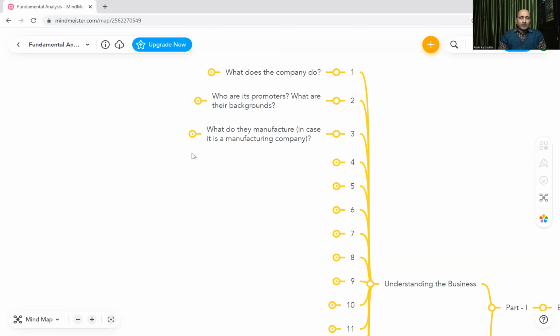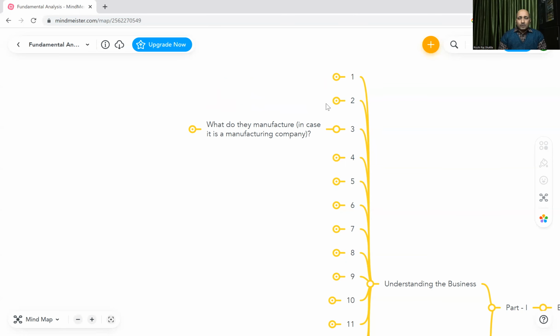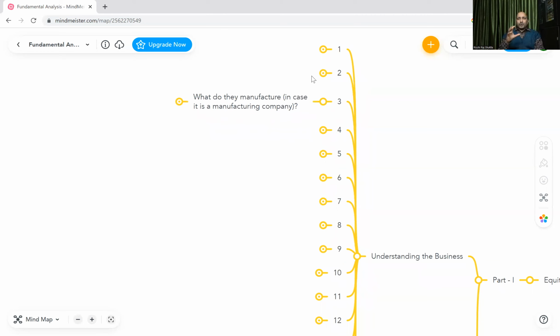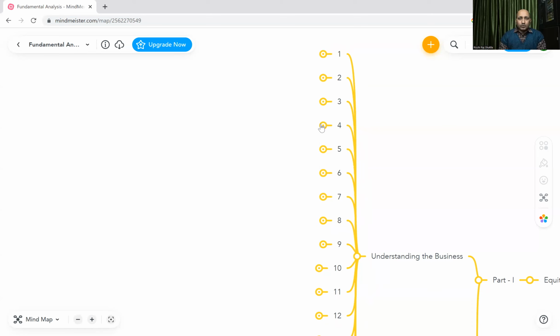Third is, what do they manufacture, in case it is a manufacturing company. If it is a finance company, then we should see what sort of financing they are doing. Or if it is an educational company, what sort of education they are doing. So we must understand what their core competence is, what sort of business they are doing. It is also important to understand this one.